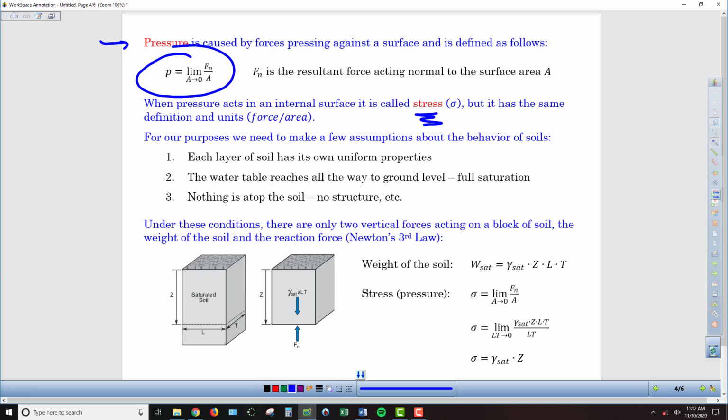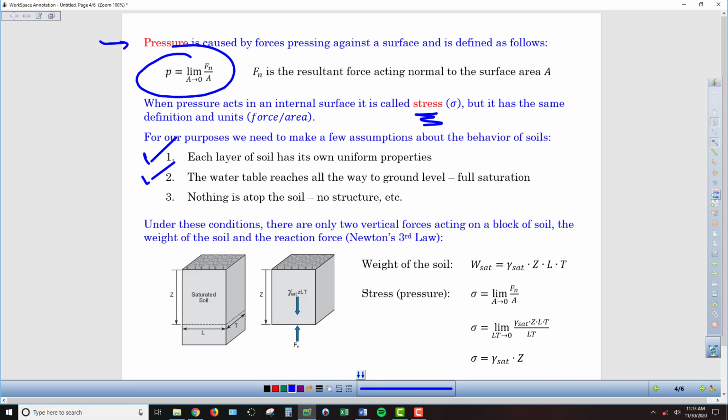So for our purposes, we have a few assumptions that we're going to make to simplify our analysis. First, whatever layer of soil we're looking at, it's going to have its own uniform properties. It's not going to vary within a particular layer. We might have two different layers of different types of soils, as we'll see in one of our examples, but within the individual layer, the properties are uniform.